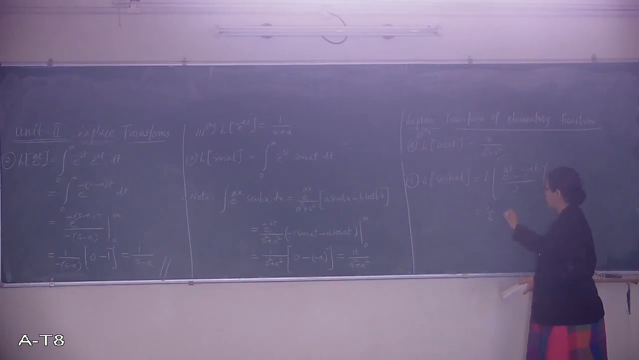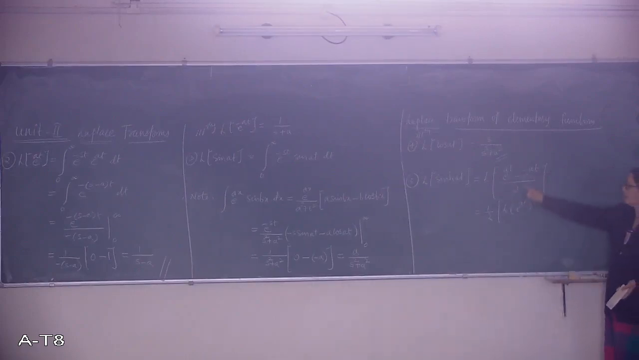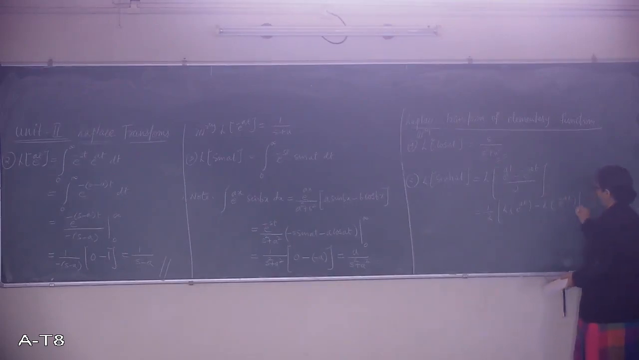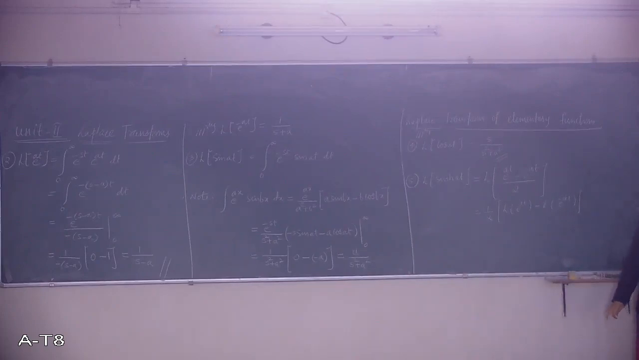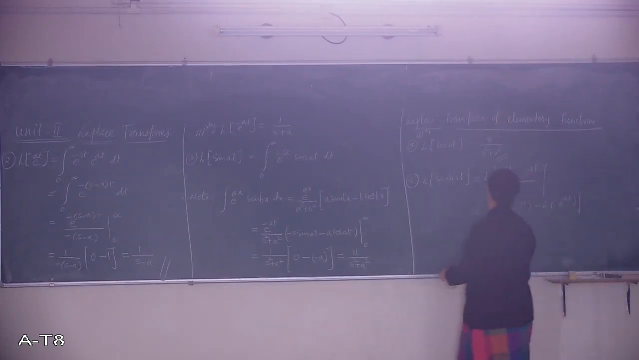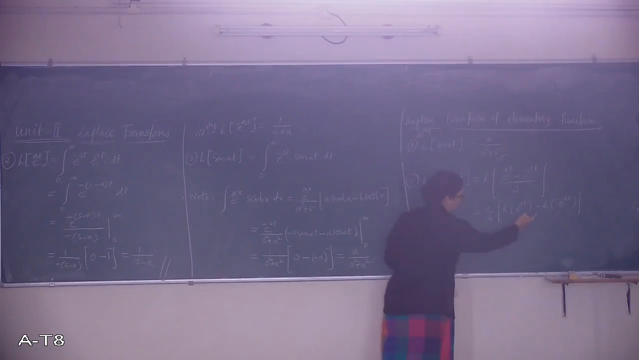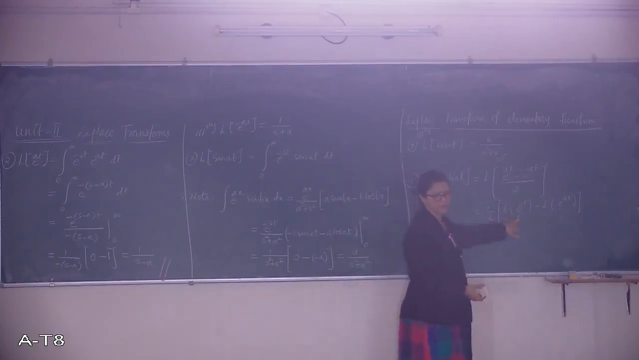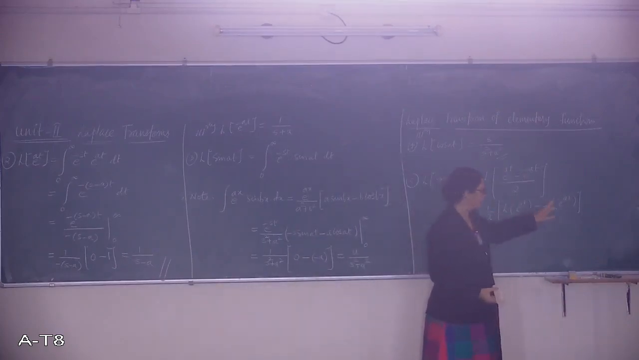So 1 by 2 I take out, and inside the bracket I write Laplace transform of e to the power at. Okay, now I separate this. Here we have a minus sign, minus Laplace transform of e to the power minus at. Now we take its Laplace transform. It is one of the elementary functions that we have already done. What is Laplace transform of e to the power at? Yes, it is 1 upon s minus a. Similarly, what is e to the power minus at? It is 1 upon s plus a.